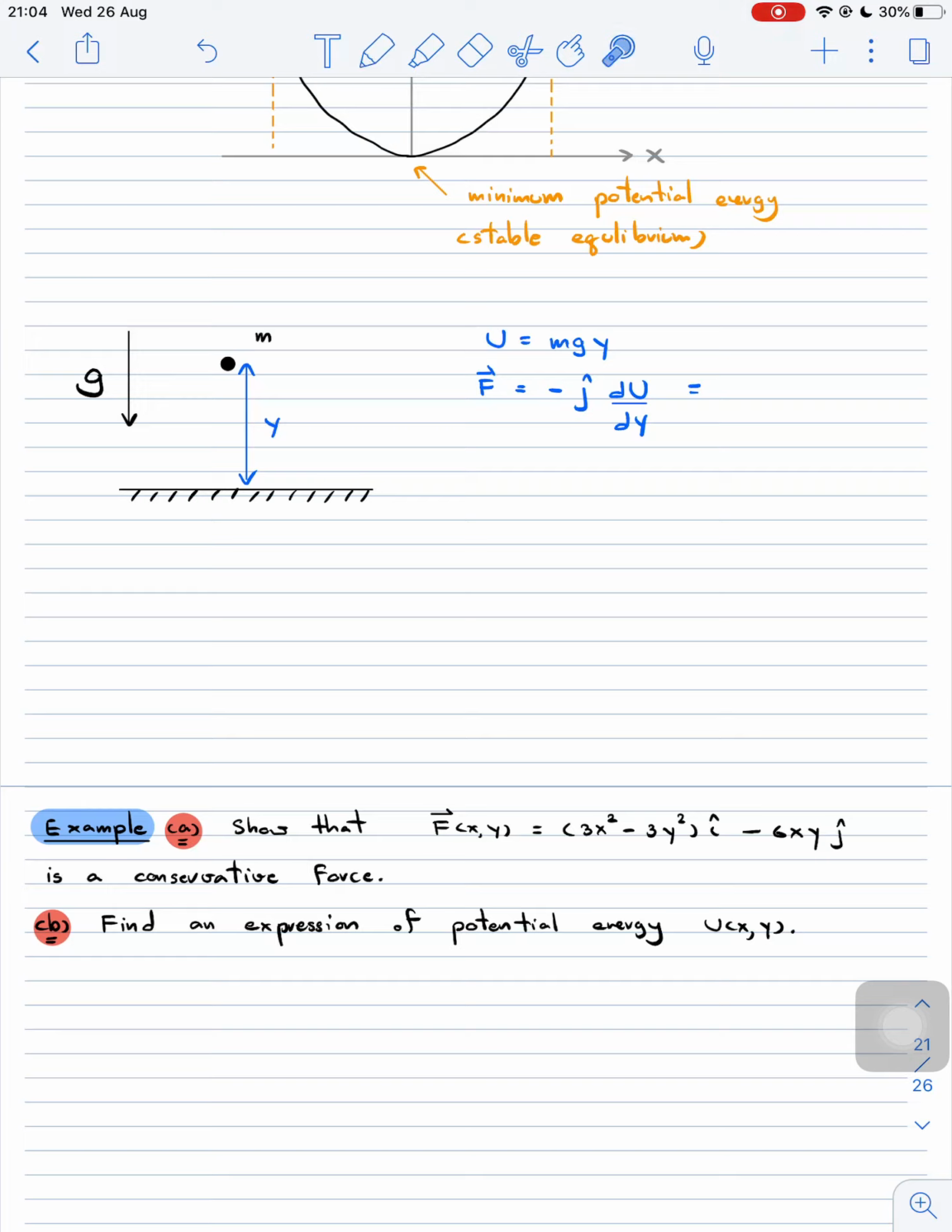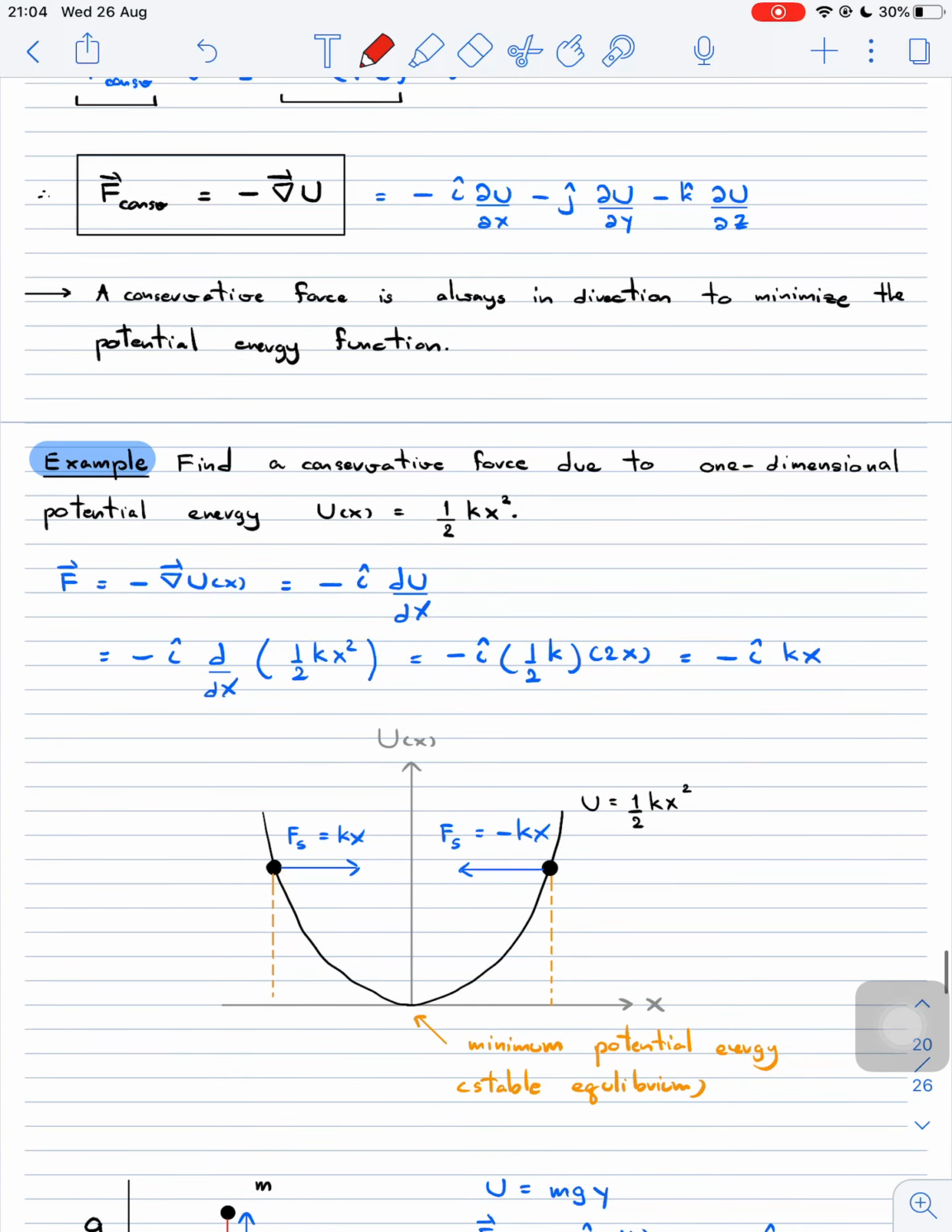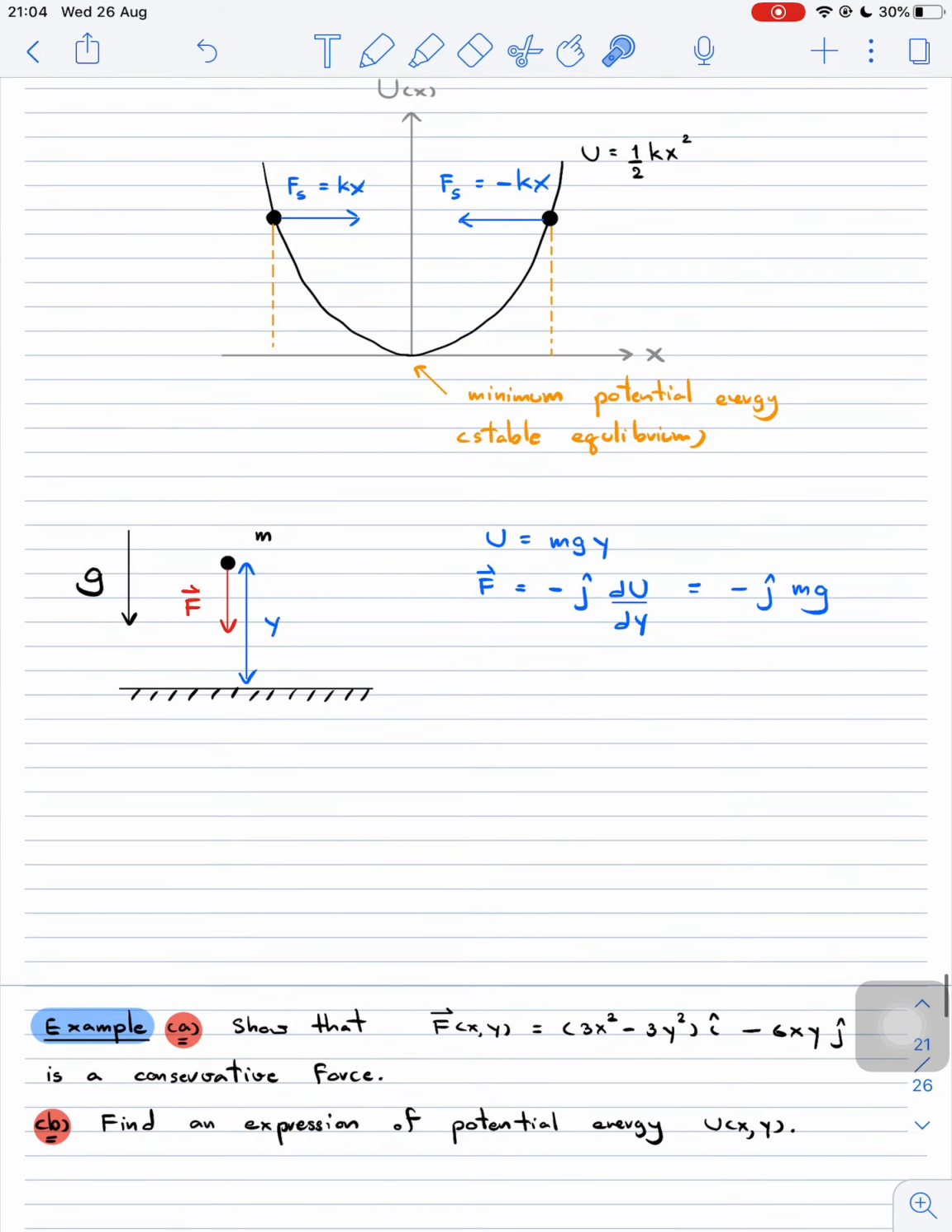And then, okay, the derivative of this one equals what? Equal to minus j times mg. So it means that the force points in the downward direction here. Okay, it corresponds to what we have said, because the conservative force is always in the direction to minimize the potential energy function. At this position the potential energy is minimum, so that's why the force tries to go to the minimum potential energy.